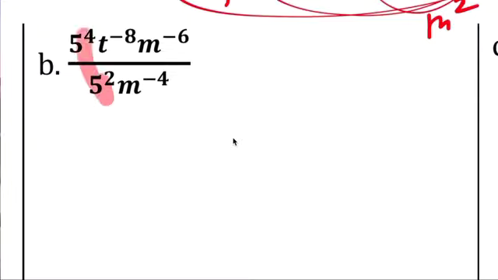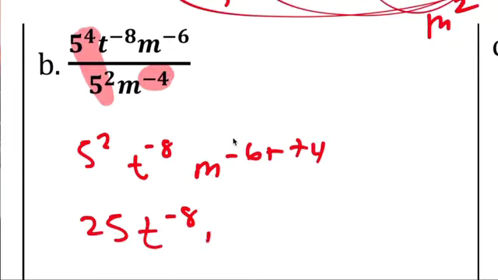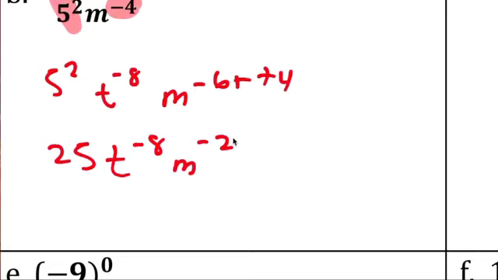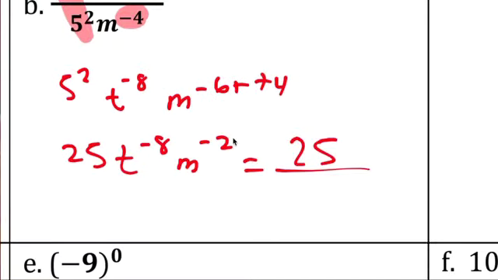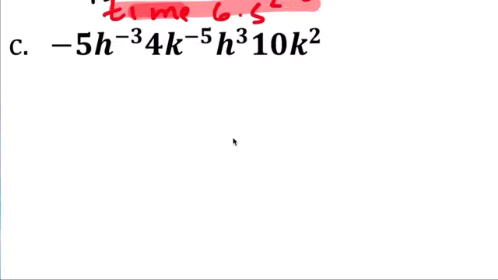Same thing here. These are the same base, so you can subtract. 5 squared, t to the negative 8, nothing you can do, there's no other t. m to the negative 6 minus a negative 4, so plus. So your answer is 25 t to the negative 8 m to the negative 2, which can be turned into 25 over t to the 8 m squared.